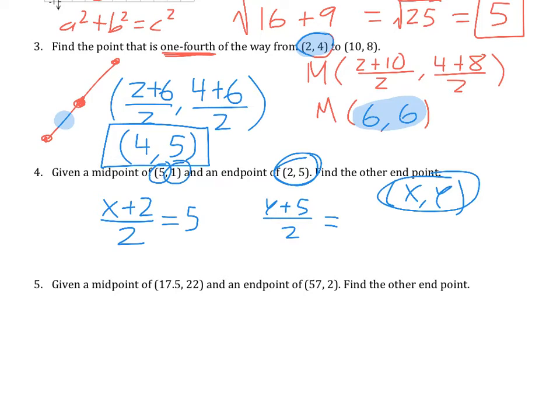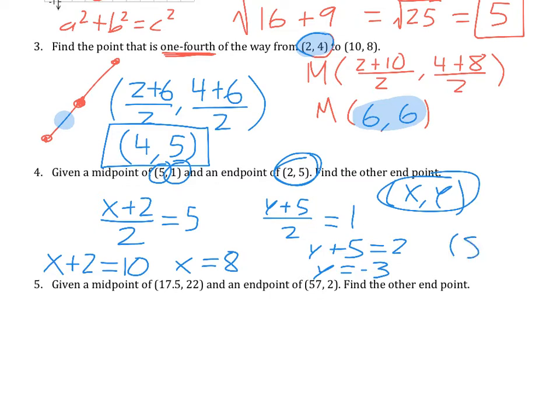should equal 1. So now we solve both of those, multiply 2 to the other side, and subtract 2 on each side, we get x equals 8. Now multiply the 2 to the other side, y plus 5 equals 2, subtract 5 on both sides, y equals -3.